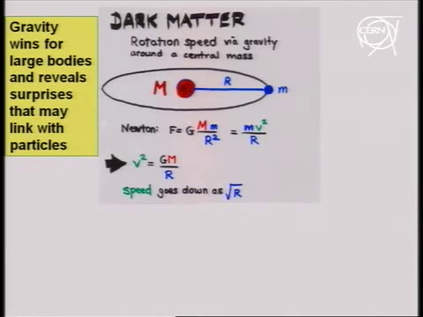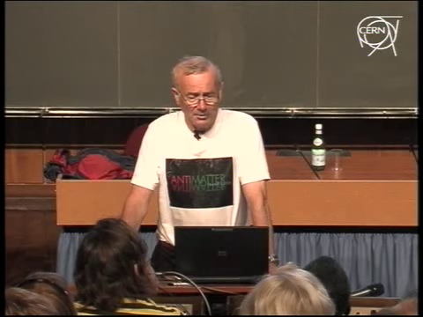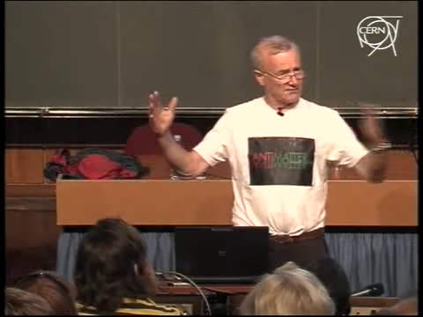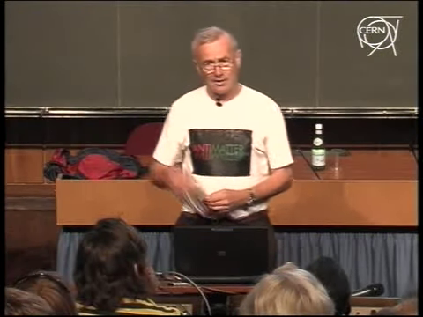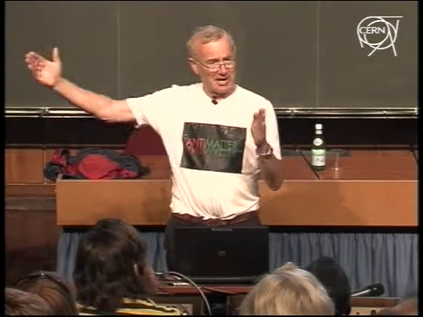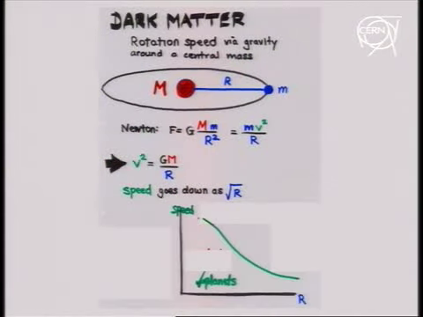If you've got a large mass like the Sun, with smaller masses like planets going around it, then you know Newton's inverse square law tells you the force between them. And you equate that with mv squared over r, and you can work out what the velocity profile of those objects is as a function of distance. And you find that the speed will drop like the square root of r. So the outer planets are moving slower than the inner ones. And that is indeed what happens to the planets.